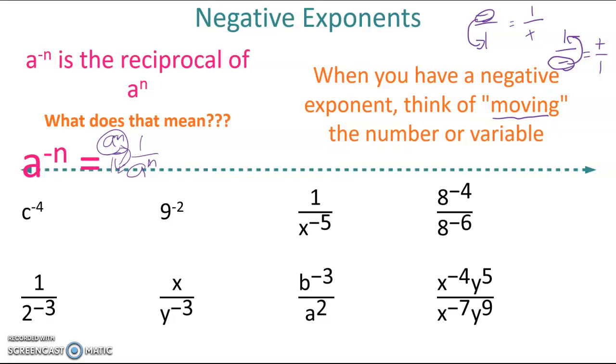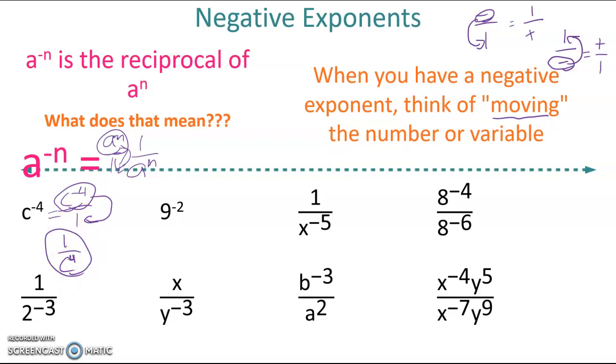So let's go ahead and do this one here. We have c to the negative 4 power. We can treat this as c to the negative 4 over 1. What we're going to do is take c to the negative 4 and move it down here. Once we do that, we get rid of everything on the top of the fraction. We're just left with a 1, over c to the now positive 4 power. 1 over c to the positive 4 power.